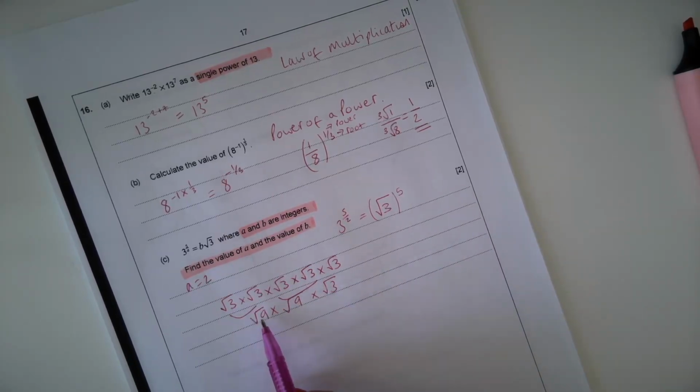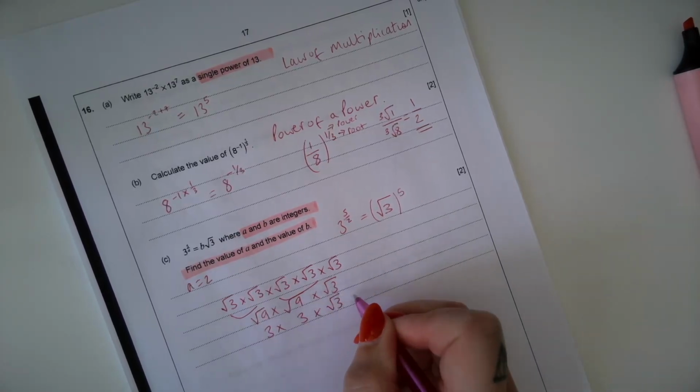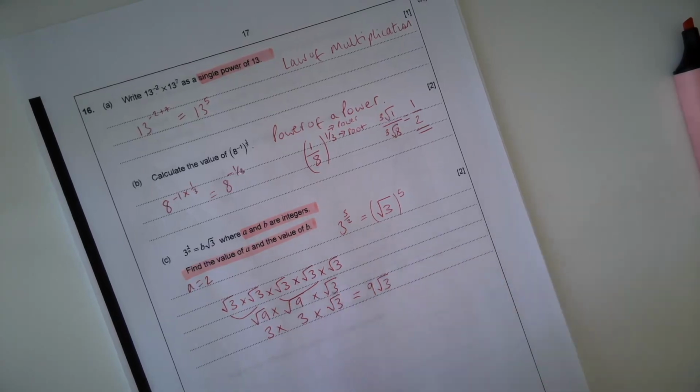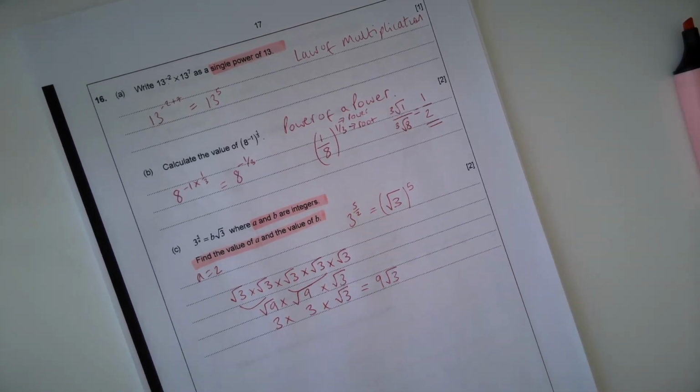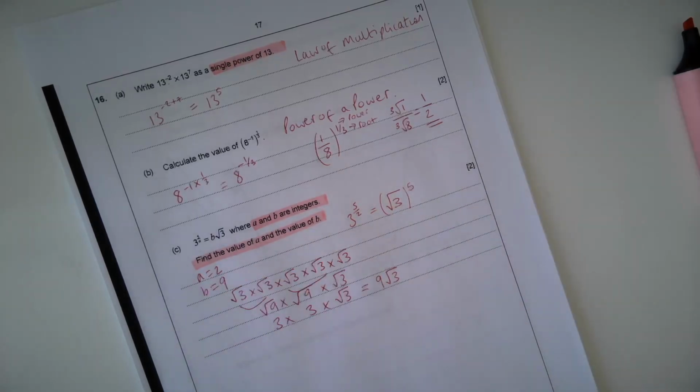Well, root 9, the square root of 9 is 3. So that's 3 times root 3. 3 times 3 is 9. So we end up with 9 root 3. 9 is an integer. So that tells me that b must also be 9.